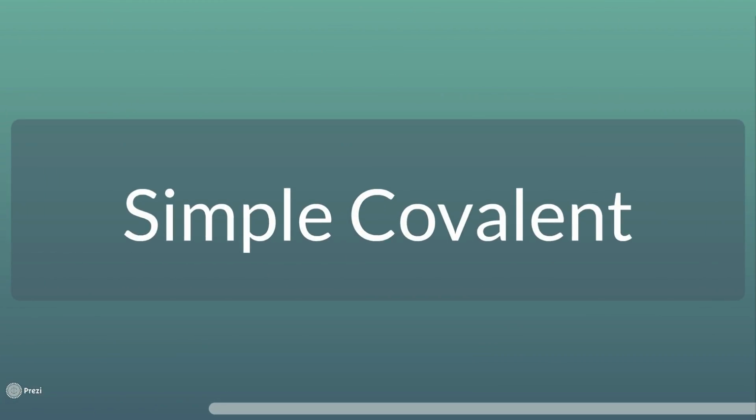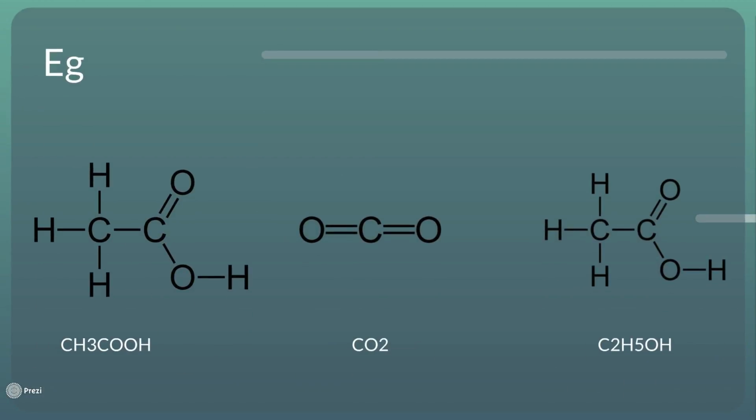Besides the macromolecular structure, covalent bonding can also be simple. These are some examples of simple covalent bonds.